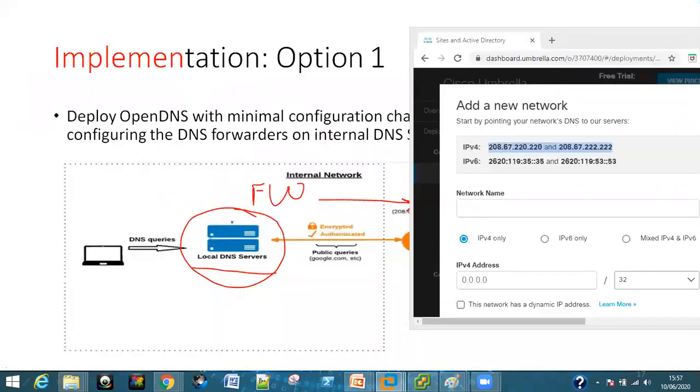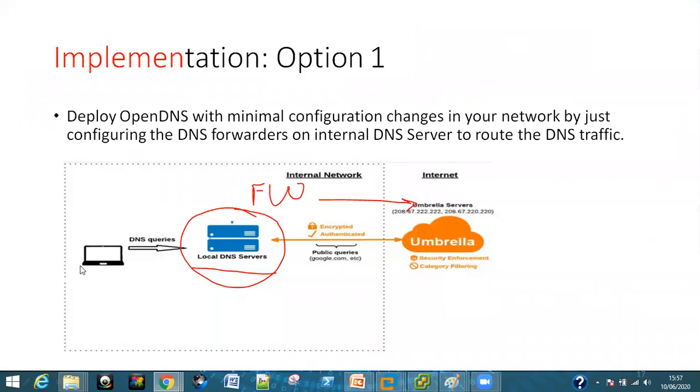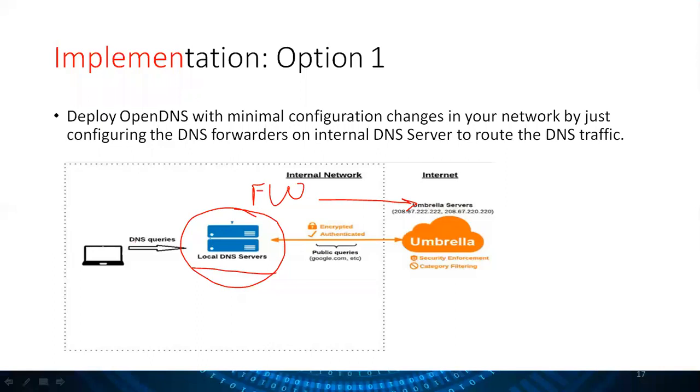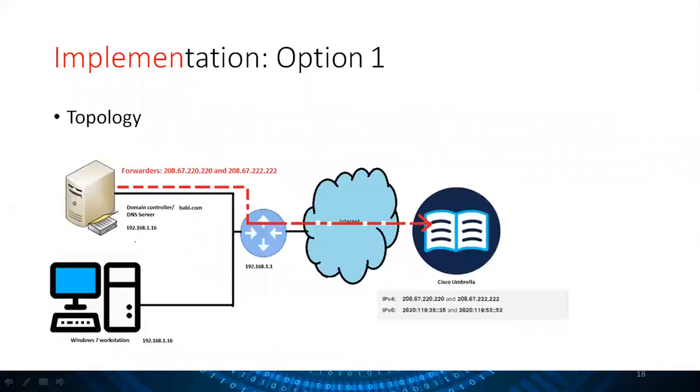So in a nutshell, all the users will be forwarding their queries to their local DNS server, which is configured in their TCP/IP settings, and the internet queries will be forwarded to our Umbrella server, which will be further resolving it and responding back to the local DNS server, and the local DNS server will be recursively answering back to the clients. Simple, isn't it? That will be the topology.